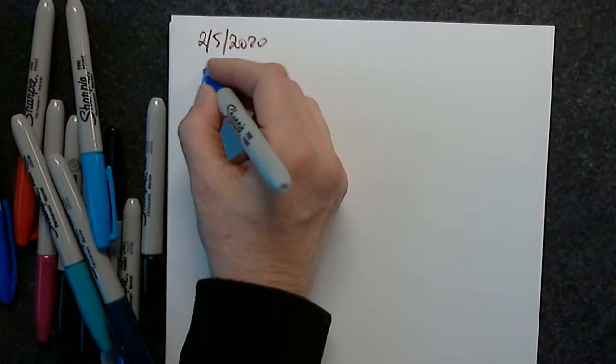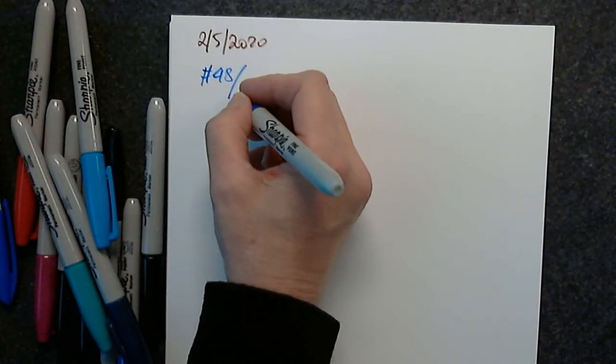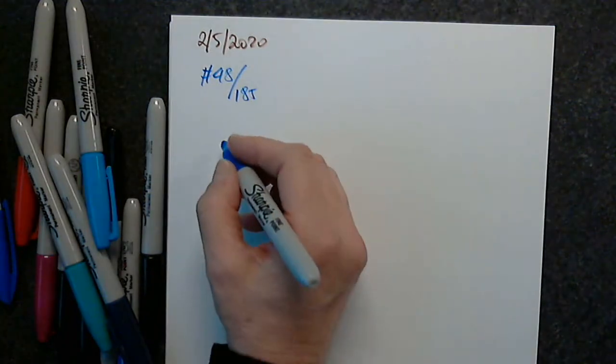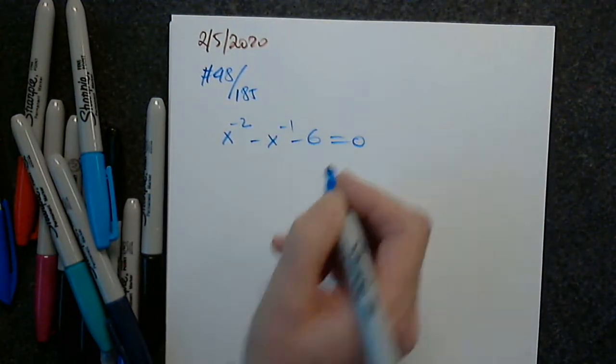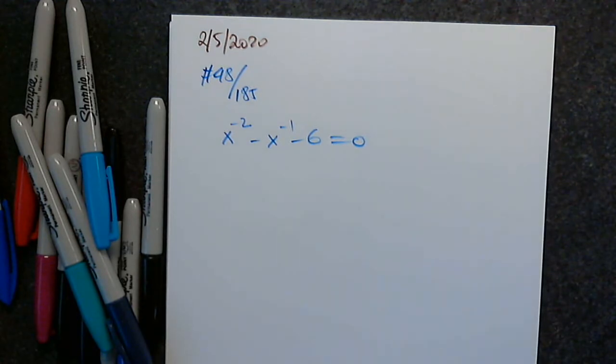Okay, so we are back to 1.6. We want to look at another equation. Oh, we didn't finish, actually. We have the absolute value equations. So we want to look at another equation that is quadratic in form. Oh, here's an example, 48 on page 185. This is x to negative 2 minus x to negative 1 minus 6 equals 0. This is an example.